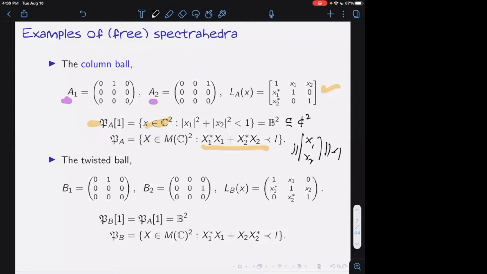A slight variation is, I've just made this name up, the twisted ball, by taking B1 equal to A1, but then for B2, putting the 1 in the 2,3 entry instead of the 1,2 entry. It gives you this monic linear pencil. Again, at level 1, it's not hard to see that you just get the unit ball in C^2. But at the higher levels, you have this condition here, so you're really asking that (X1, X2 star) is in the column ball. So you get some sort of twisting there.